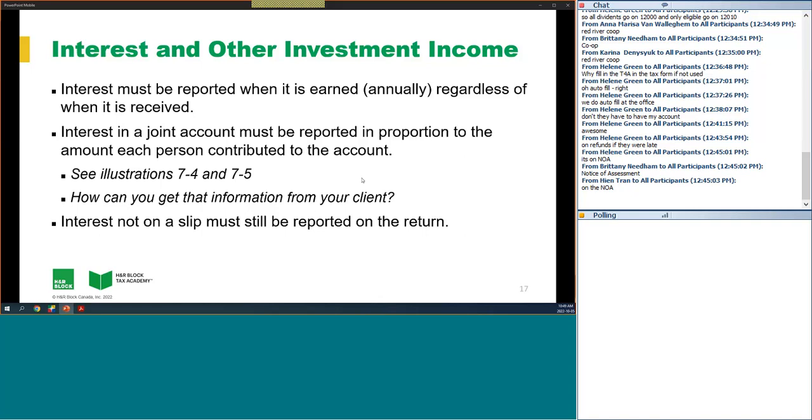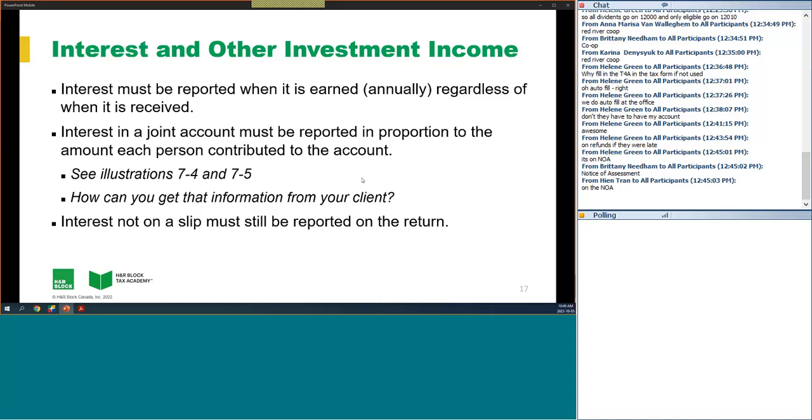The really tricky one, and the one that people are going to miss: interest in a joint account must be reported in proportion to who put the money in. So when you have a joint account, sometimes the tax slip will have both names on it. Sometimes the tax slip will only have one name, the primary holder of the account. You can't trust the name on the tax slip as the place where the money is going to be reported.